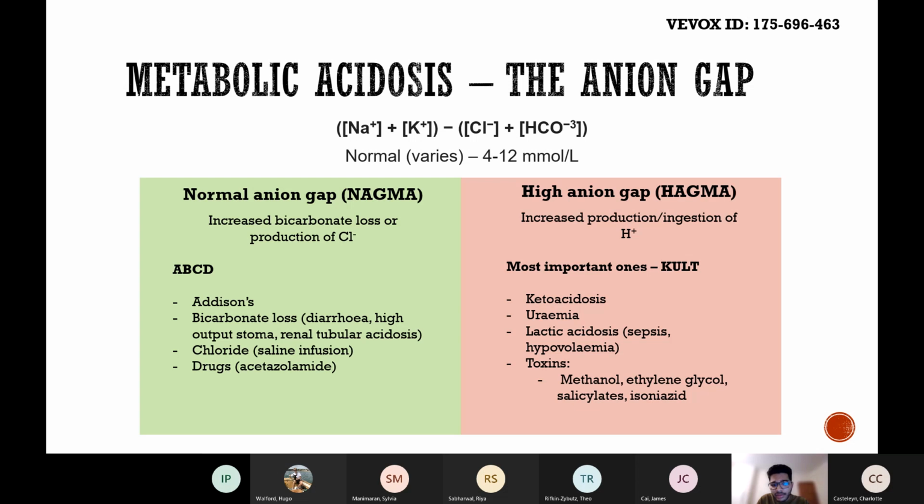You also get it in sepsis, which is something we're going to talk about in a minute, and some toxin poisonings as well. As I said, I'm not going to cover this in a lot of depth, but do have a look at the slides in your own time. It's just a way of categorizing the different causes of metabolic acidosis.